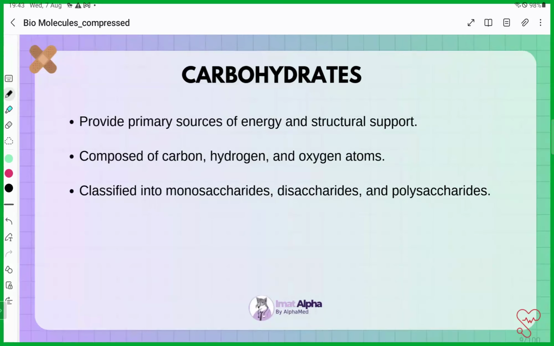Carbohydrates provide primary sources of energy and structural support. Composed of carbon, hydrogen, and oxygen atoms, classified into monosaccharides, disaccharides, and polysaccharides. So as we spoke about, monosaccharides are glucose molecules, disaccharides like maltose, like sucrose, like galactose, and polysaccharides are like cellulose, like fibers, like chitin, like what else do we have? We will speak about them later.